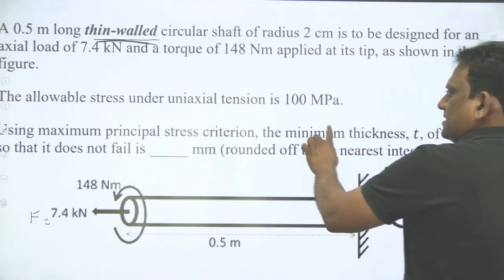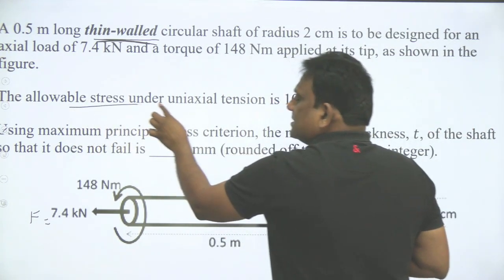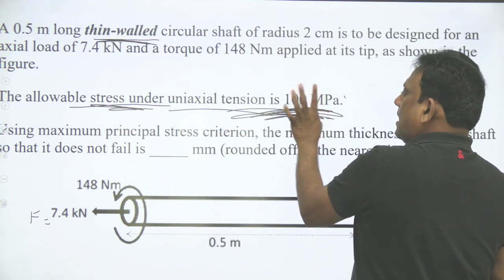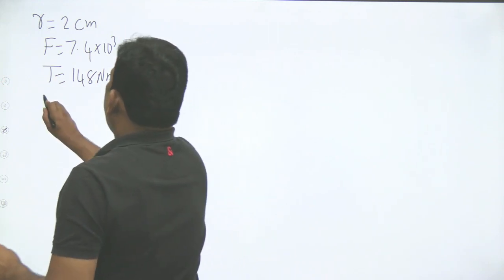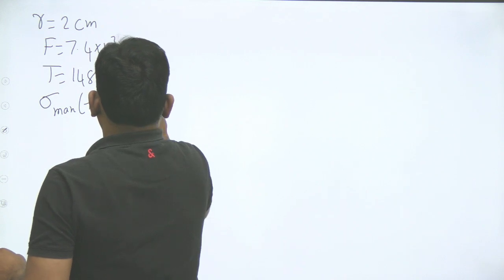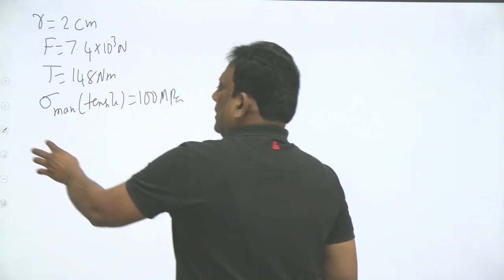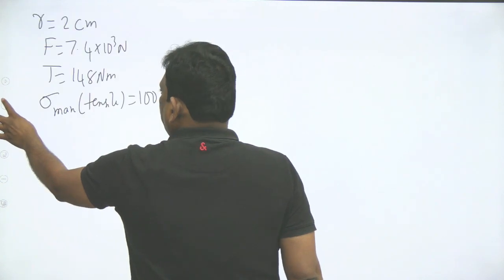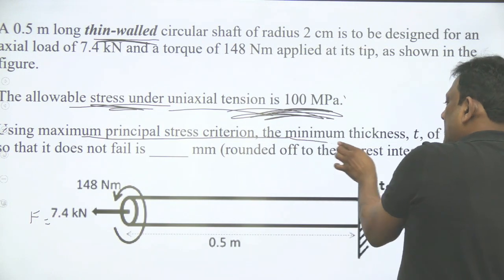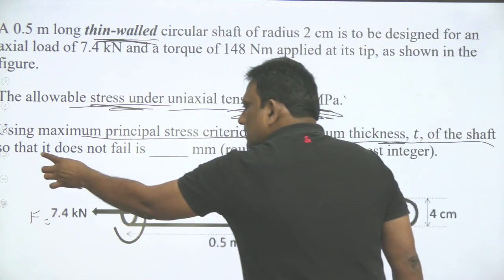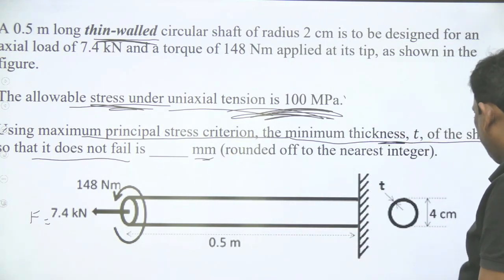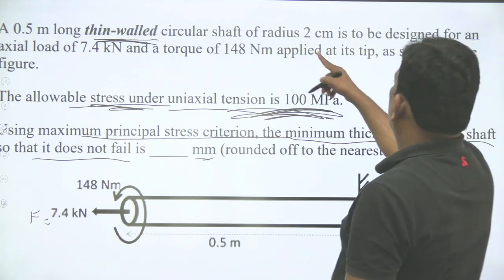The allowable stress, not shear stress, under uniaxial tension is 100 megapascal. The maximum tensile stress under uniaxial load is given as 100 megapascal. Using the maximum principal stress theory criterion, the minimum thickness of the shaft so that it doesn't fail is, in mm, he is asking. Okay, no problem at all. And the radius is given as 2 centimeter.